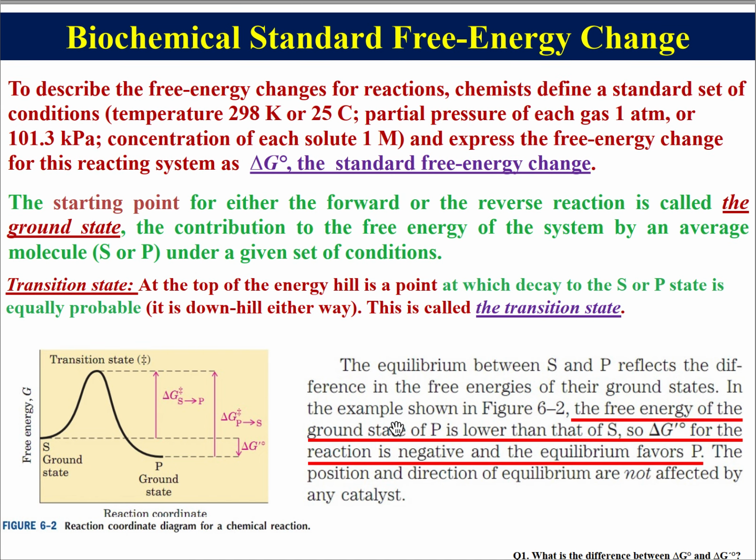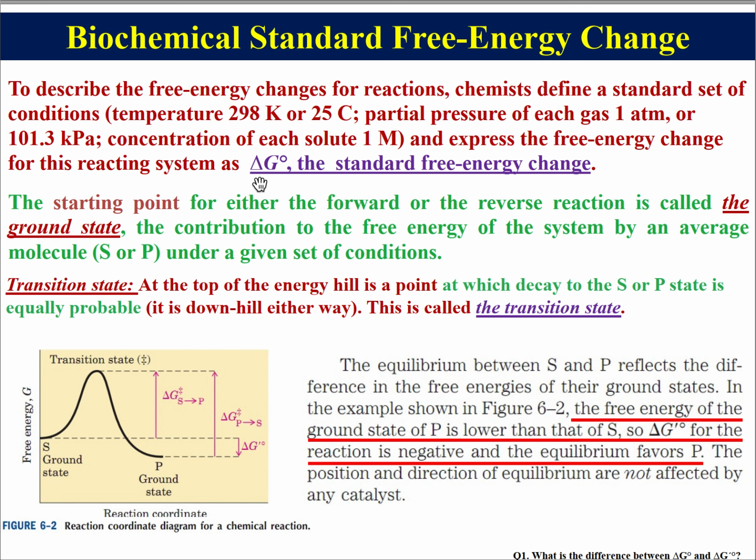Biochemical standard free energy changes. To describe the free energy change of a reaction, chemists defined a standard set of conditions: temperature should be 298 Kelvin, or 25 degrees centigrade; partial pressure of each gas should be 1 atmosphere or 101.3 kilopascal; and concentration of each solute should be 1 molar. The free energy change for this reaction system is expressed as delta G, the standard free energy change.